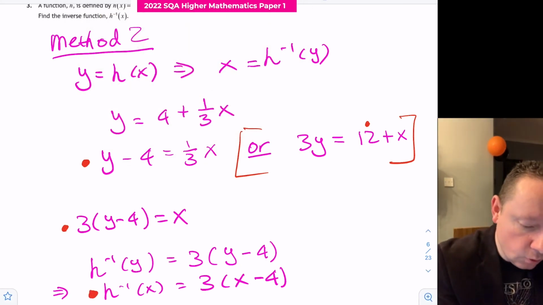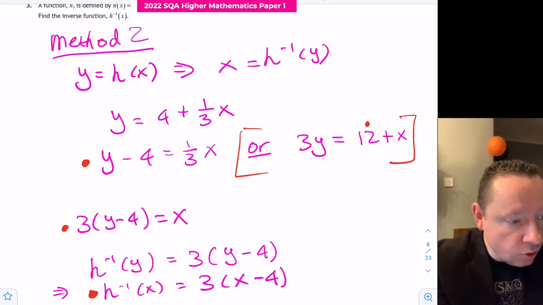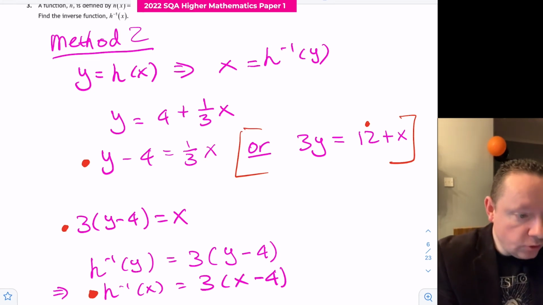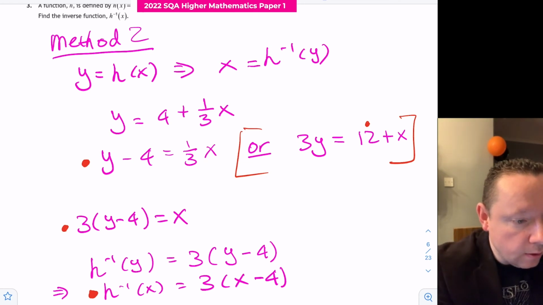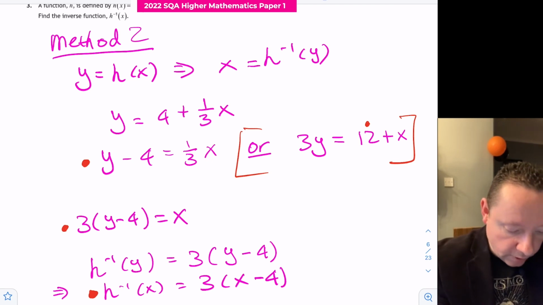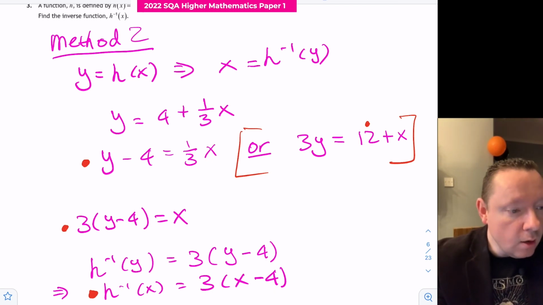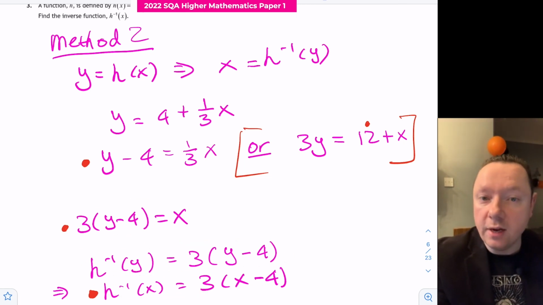Now, just a few notes on where the SQA would say you can't get marks. Let's look at method 2 to start with since we're on it. We can start off just by writing this, and you will get your first mark. If you forgot to write this, we would not take a mark off. Similarly, at mark 3, they would accept h inverse function of x is 3 times x minus 4 without you writing this statement first. So if you just jump straight from here to here, that would be fine also.